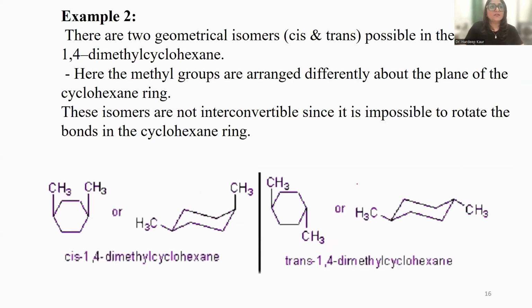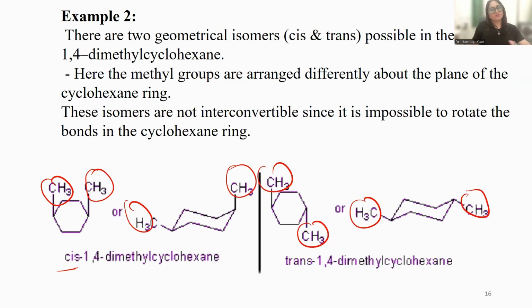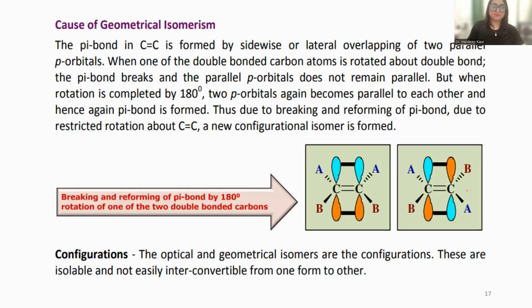Another example: there are two geometrical isomers, cis and trans, possible in 1,4-dimethylcyclohexane. Here, the groups are on the same side, so they are cis. Here, they are on different sides, you can check, so they are trans. These isomers are not interconvertible, because it is impossible to rotate the bonds in the cyclohexane ring also. So the question is, why is it happening?